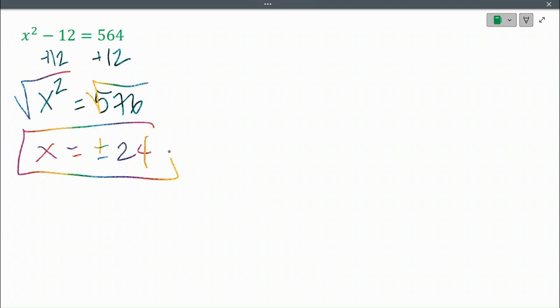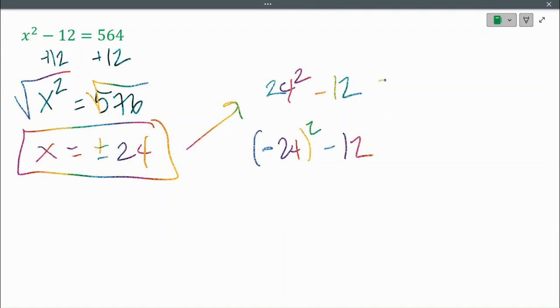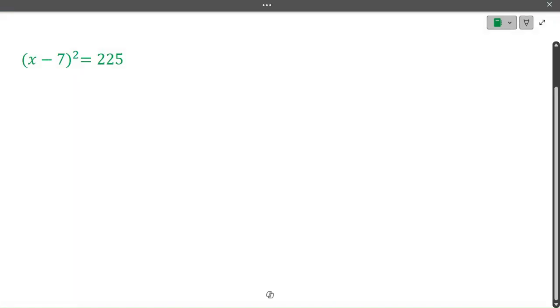That means when x is positive 24, I get 564. And when x is negative 24, I also get a y value of 564. So we should always double check our work. The way I would do this is I would plug positive 24 in for x and see what I get out, and I'm going to plug negative 24 in for x and see what I get out. When I pop this into my calculator, I in fact get 564. So these two answers are correct.